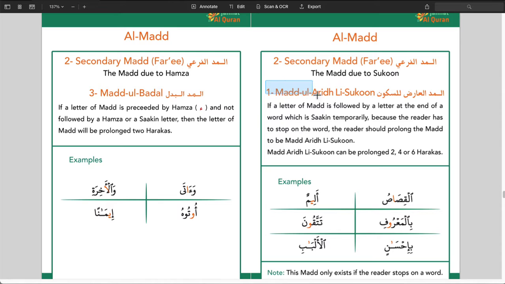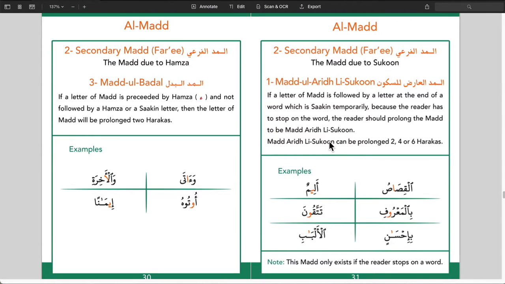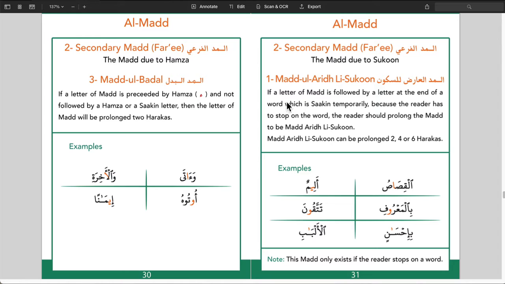First we have the mad arid liSukoon. Mad al-arid liSukoon here in Arabic. What is it? It is a letter of mad. If a letter of mad is followed by a letter at the end of a word which is sakin temporarily. So this is our hint here. Okay, because the reader has to stop on the word.